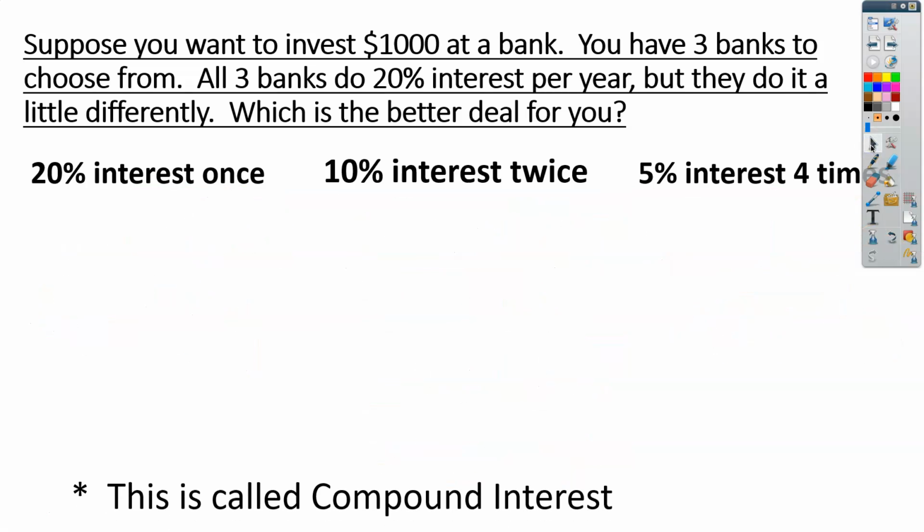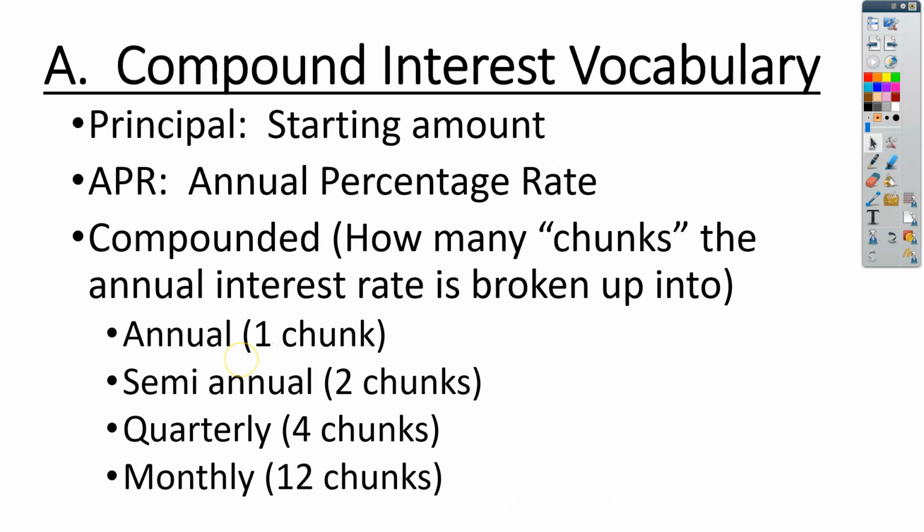All right. So that's what we call compound interest. Does anybody know what the word compound means? Pieces. It means pieces. So you're taking that interest rate and they're breaking it up into pieces. And so that's called compounded interest. So I'm going to give you guys a formula in a minute, but first of all, make sure you're aware of some vocabulary. You don't have to write this. I printed it for you. But the word principal, I already shared that with you. That means your starting amount.